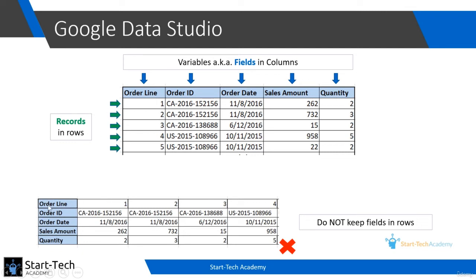Having a data like this is not advisable. That is, we should not have fields in the rows and records in the columns, because then Data Studio may not pick up the variables properly. So always try to have your data in this format where the fields are in columns and records are in rows.